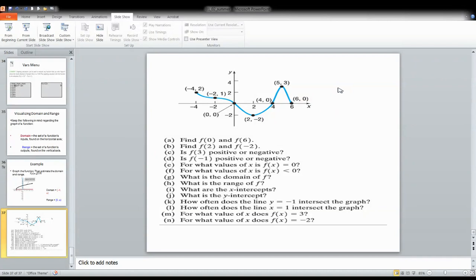If I drew a line at y equal 1, it would cut the graph, it looks like, in 1, 2, 3 spots. I have to draw a horizontal line at y equals 1. It cuts the graph in 3 spots. For what value of x does f of x equal 3? When is my y value 3? When x is 5. For what value of x does f of x equal -2? When x is 2, your f of x, your y value, is -2.